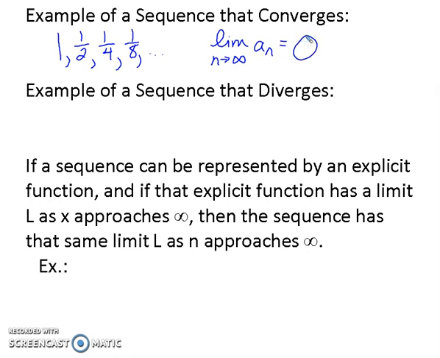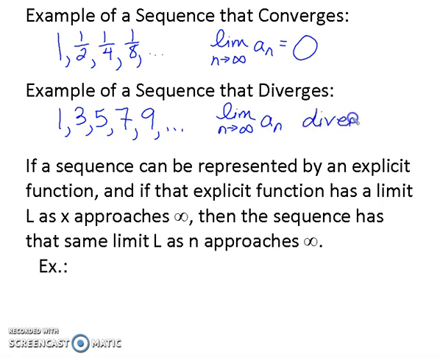Now a sequence that diverges would be one like 1, 3, 5, 7, 9, so on and so forth. That's all my odd numbers. It's just going to continue to grow and grow all the way up to infinity. Now, a limit for a sequence cannot be infinity. So we would say that it diverges.